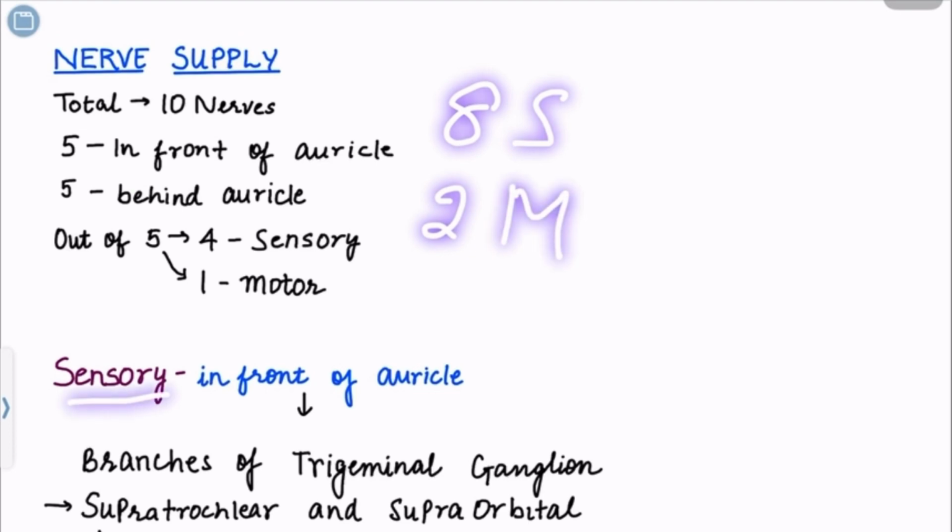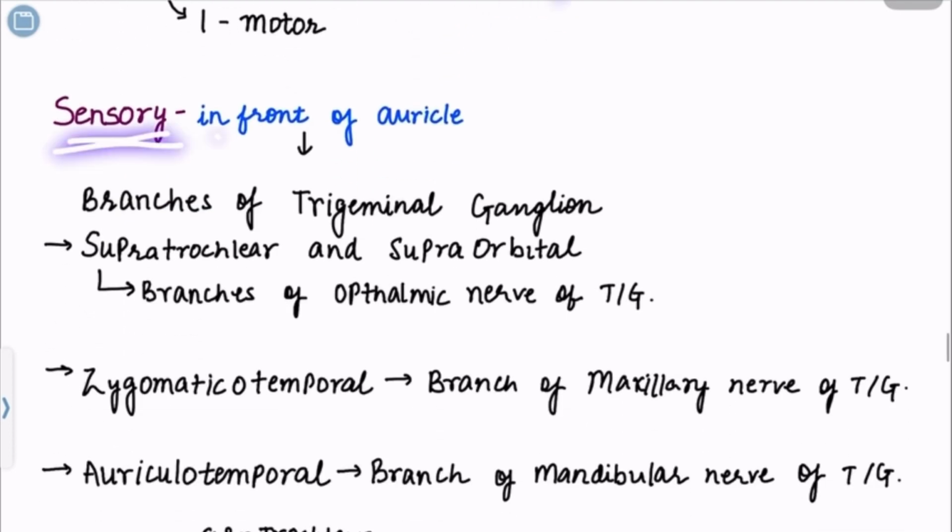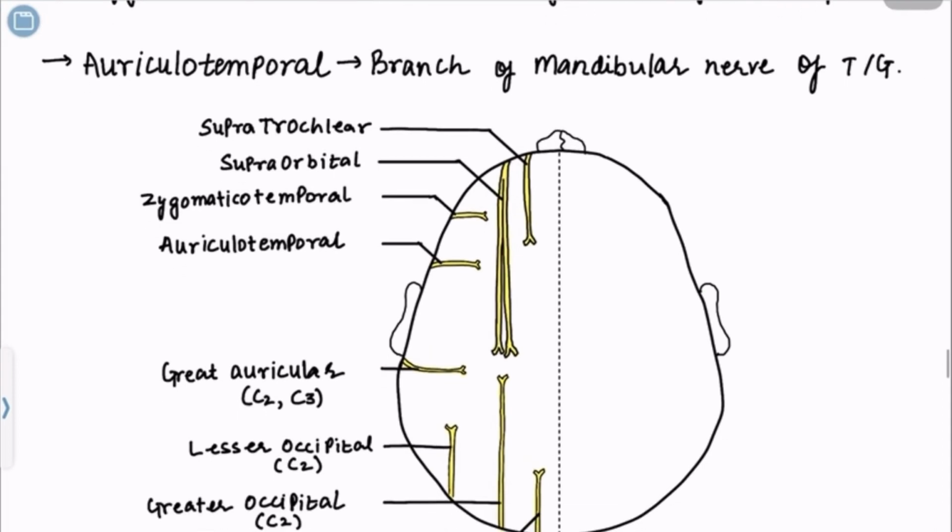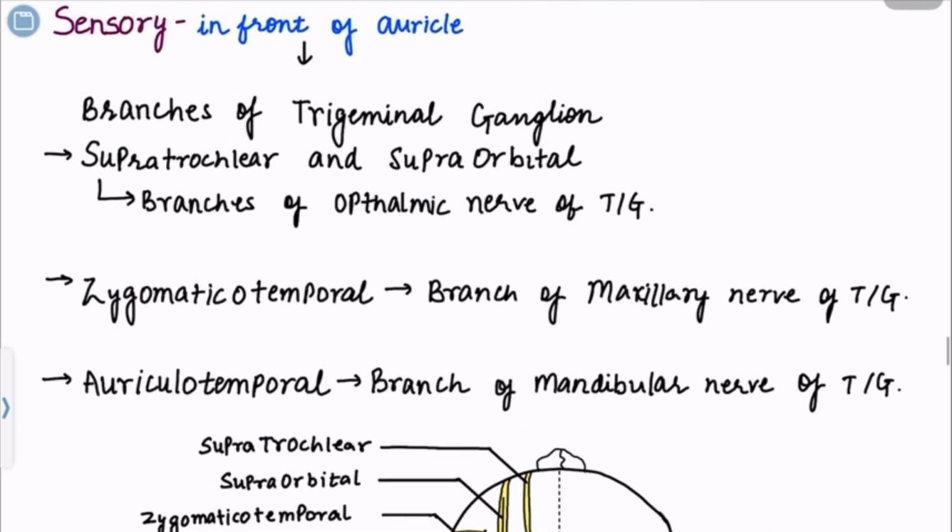Now let's see the sensory nerves which are in front of auricle. These sensory nerves in front of auricle are branches of trigeminal ganglion. Now let's see the diagram. First is the supratrochlear and second is the supraorbital. These two are branches of ophthalmic nerve of trigeminal ganglion. So supratrochlear and supraorbital, these two are the branches of ophthalmic nerve of trigeminal ganglion.